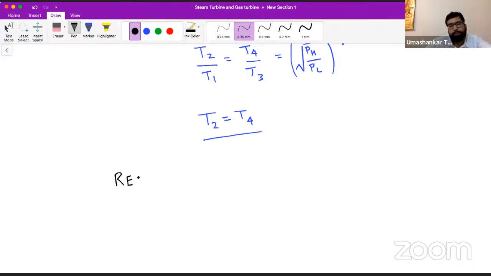Reheat cycle. Got it, Harsh, or not? Or we can say reheating in gas turbine cycle.